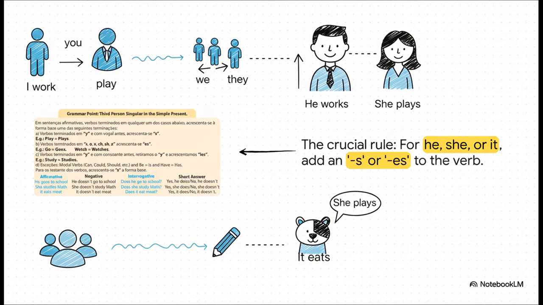Okay, listen up, because this is maybe the most important rule in this whole explainer. If you only remember one thing, make it this. For I, you, we, and they, the verb doesn't change. I work, you play. But for he, she, or it, what we call the third person singular, we always add that little s. He works. She plays. It eats. It's a tiny detail, but oh man, getting it right makes a massive difference.